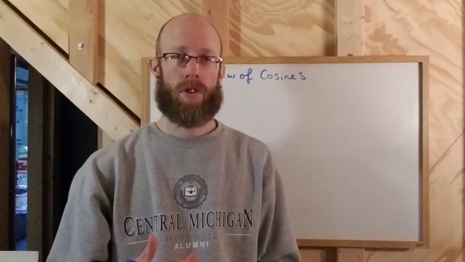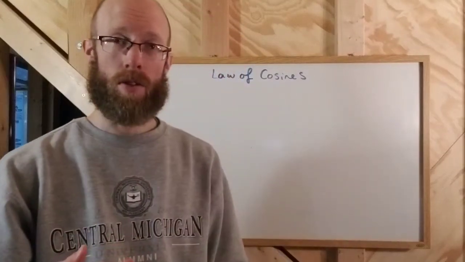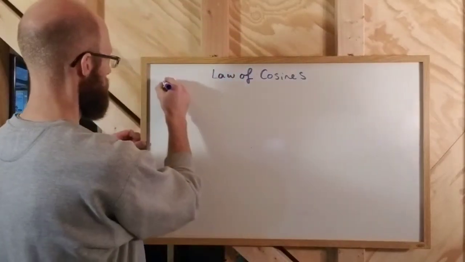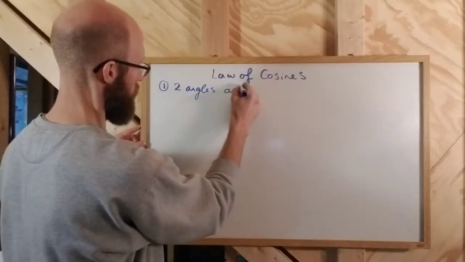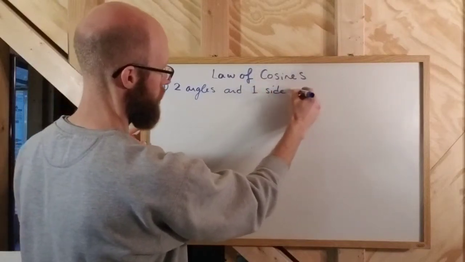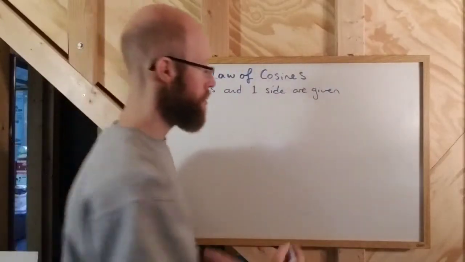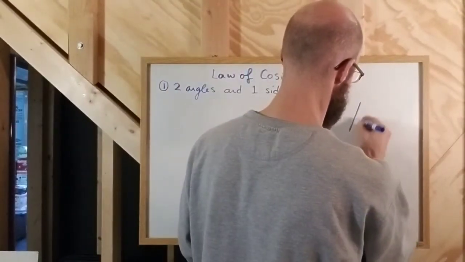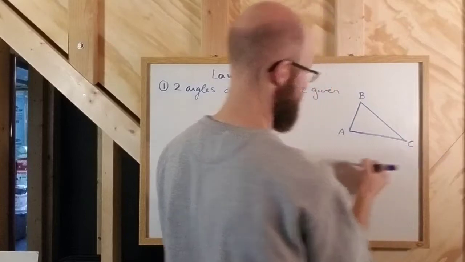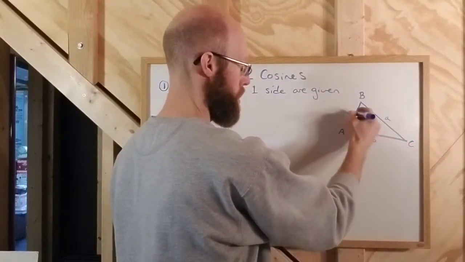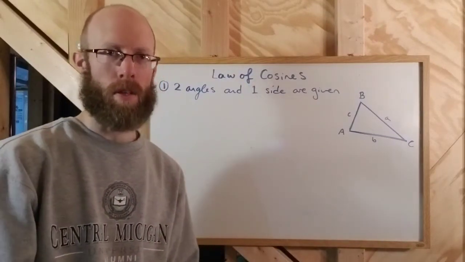And so the first scenario is where you're given two angles and one side. So the first thing, two angles and one side are given. Two angles and one side. So let me draw out a triangle real quick here. Call it ABC. And opposite sides are little a, little b, little c. Now I'm assuming there's no right angle here, but there could be. A right angle is a possibility.